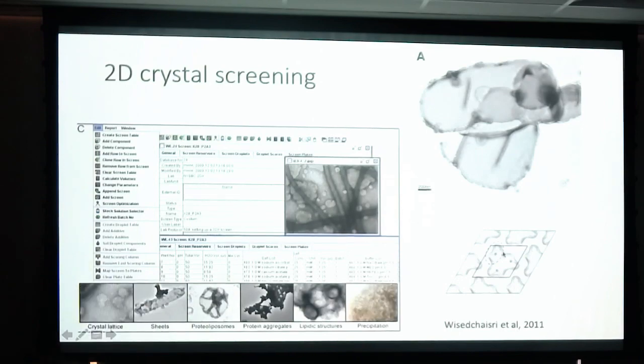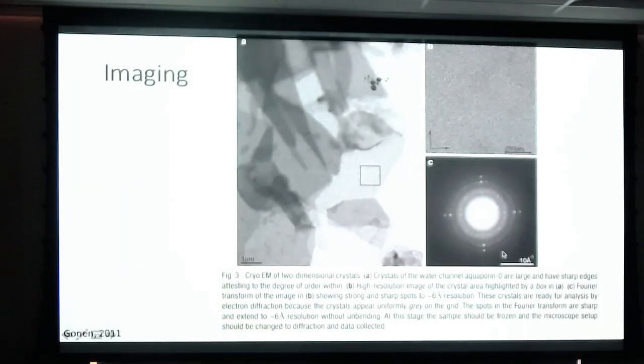Then, once you had screened for conditions that actually form crystals, you had to put it into cryo conditions and look at it again under cryo this time. This is an example of what was done for the aquaporin channel, which actually went to the highest resolution.